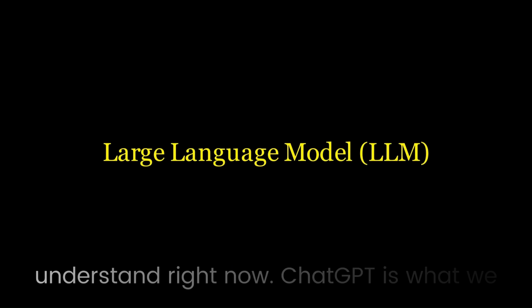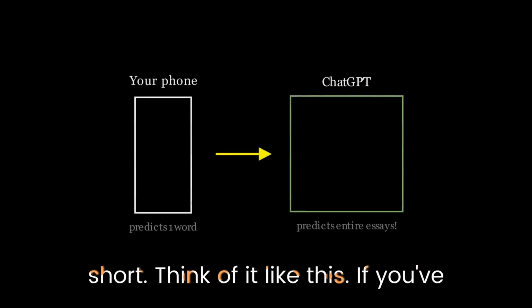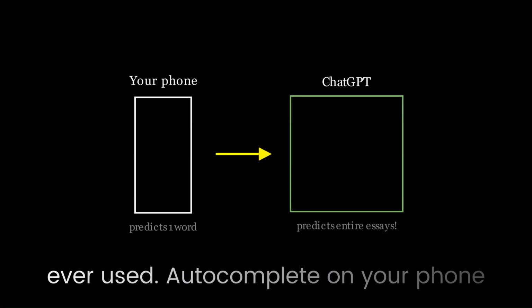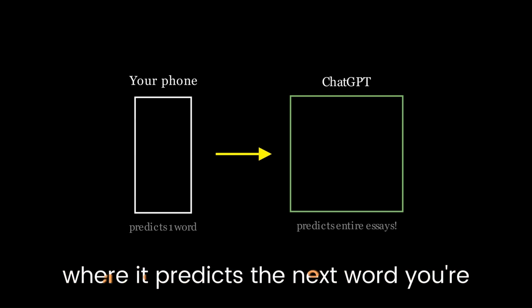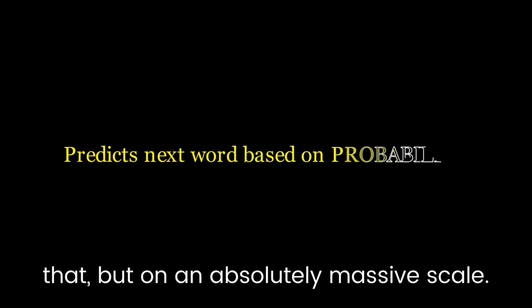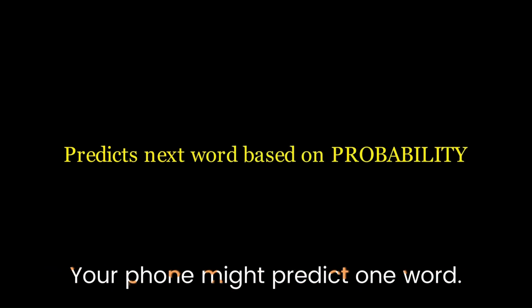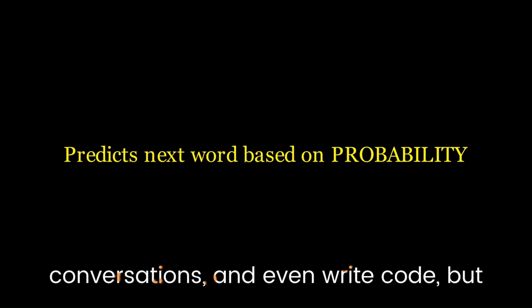But here's the most important thing to understand right now. ChatGPT is what we call a large language model, or LLM for short. Think of it like this. If you've ever used autocomplete on your phone, where it predicts the next word you're going to type, ChatGPT is essentially that, but on an absolutely massive scale. Your phone might predict one word. ChatGPT can predict entire essays, conversations, and even write code.